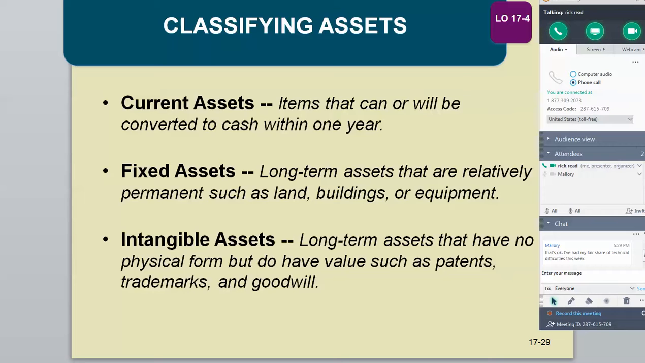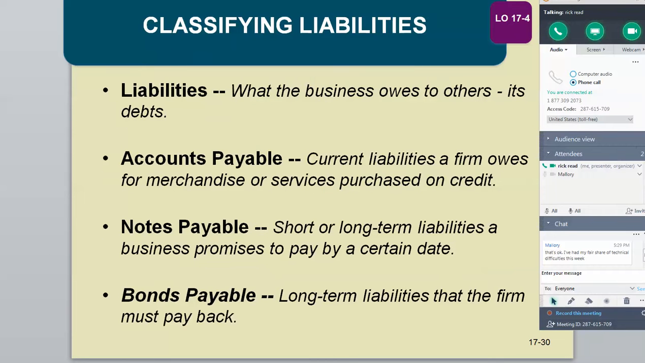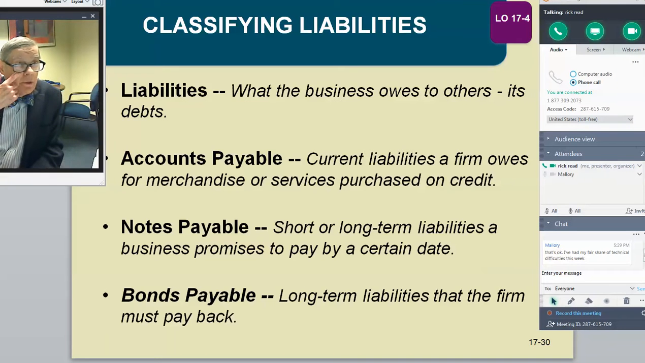Now, we have assets, and we also have liabilities, and we have to think about how we're going to classify those. They fall into the liabilities, things that we owe. It's pretty simple. But we have three categories here: accounts payable, notes payable, and bonds payable.